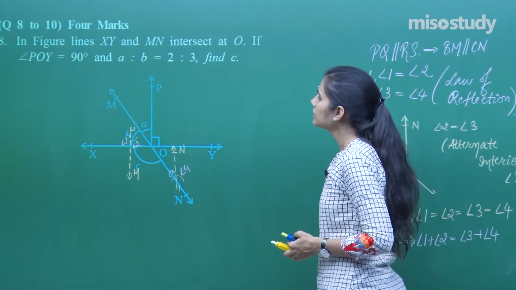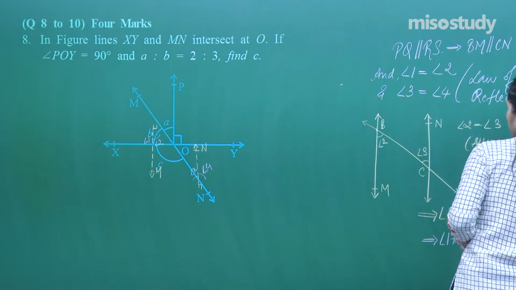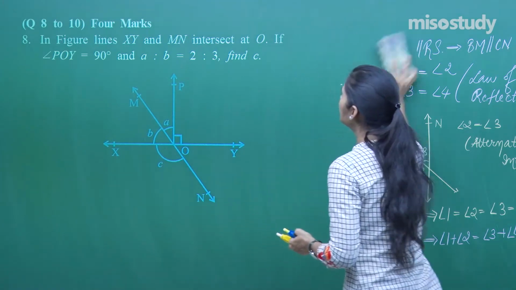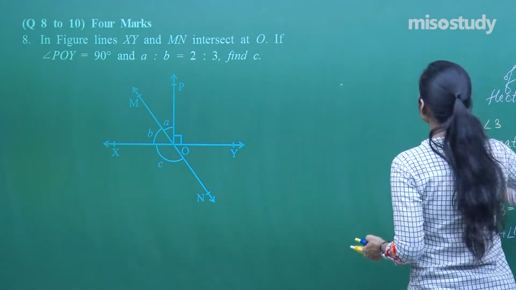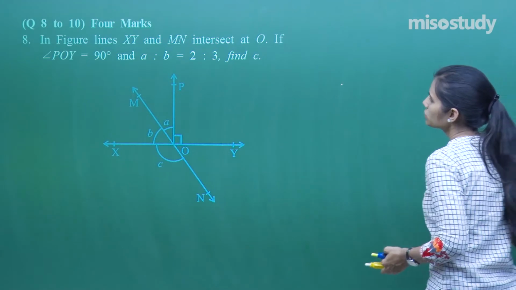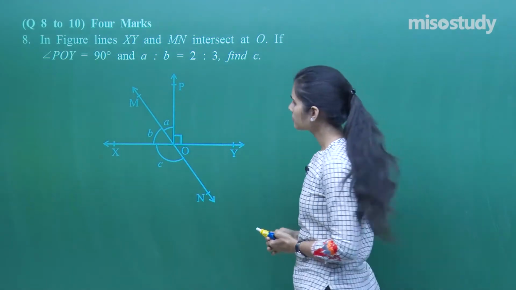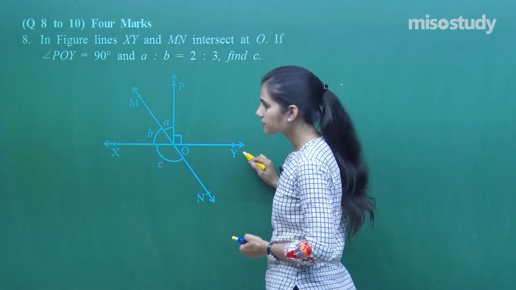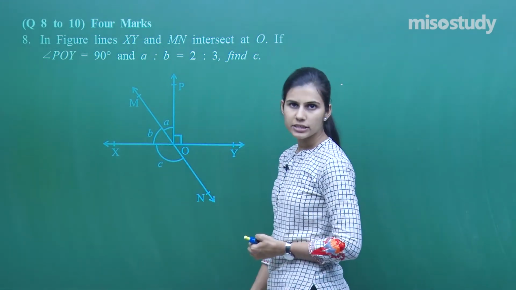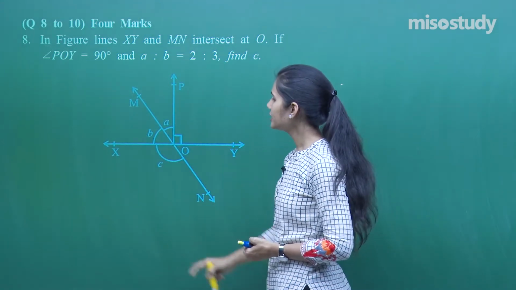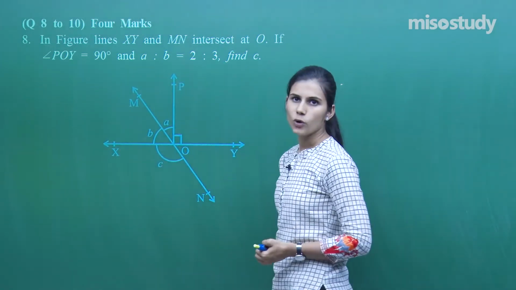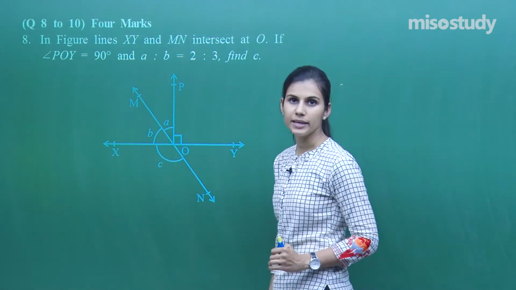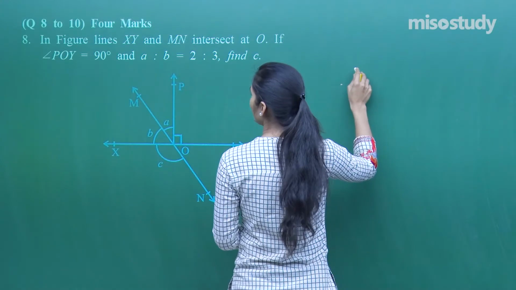It says that in this figure, POY is given to be 90, A is to B is given to be 2 is to 3, find C. Just try to look at this situation. XY is a straight line. OP is a ray standing on this straight line, thereby giving rise to two adjacent angles XOP and POY, which will be forming a linear pair of angles, and therefore their sum will be 180. So I will have what?